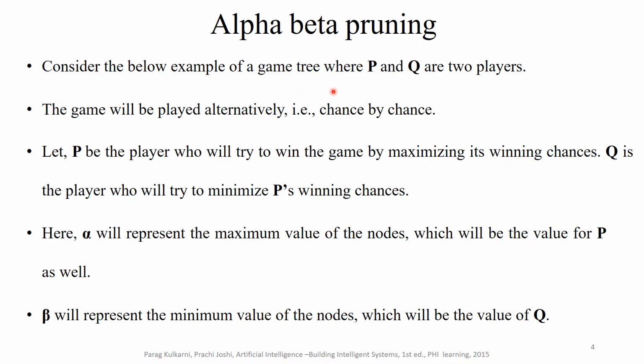Let us consider a game tree where P and Q are two players. The game will be played alternately, turn by turn. P is the player who will try to win the game by maximizing its winning chances. Q is the player who will try to minimize P's winning chances. So alpha represents the maximum value of the nodes, which is the value of P. Beta represents the minimum value of the nodes, which is the value of Q.